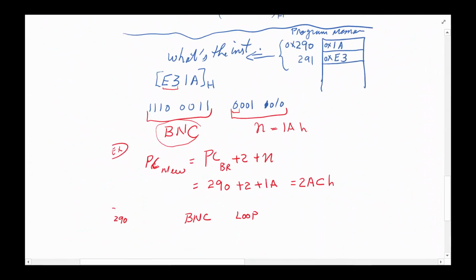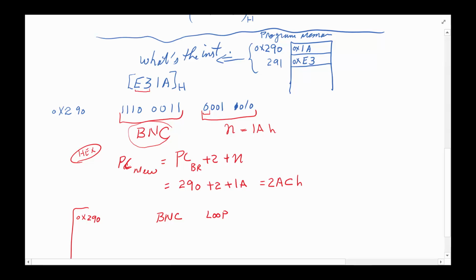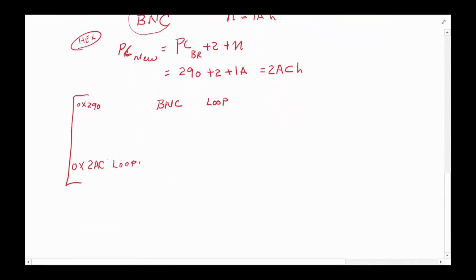And then the only thing we needed to do is figure out what n is. And again, we applied the same equation. PC of the new location we want to go is PC of branch plus 2 plus n. Did the calculation and figured out this is really what the branch is doing, is branch no carry to this location. This location is 2AC based on our calculation.